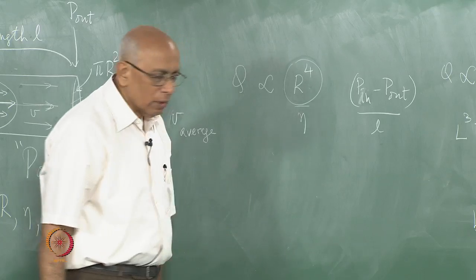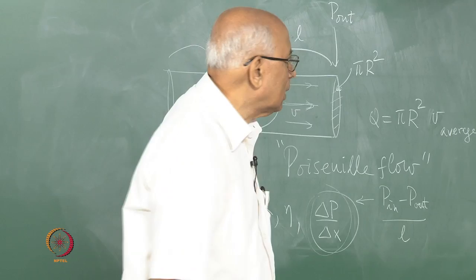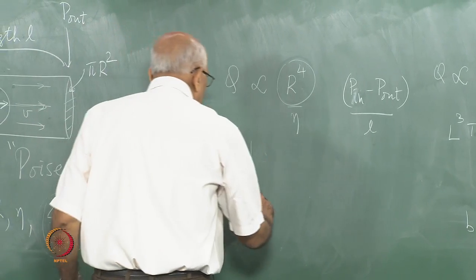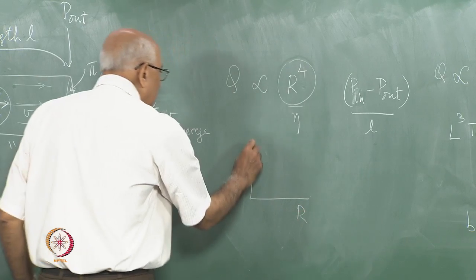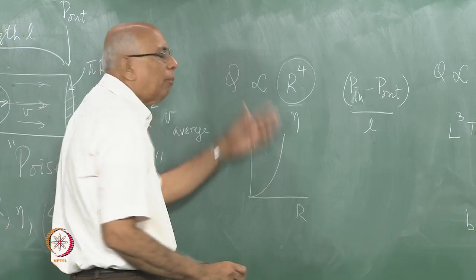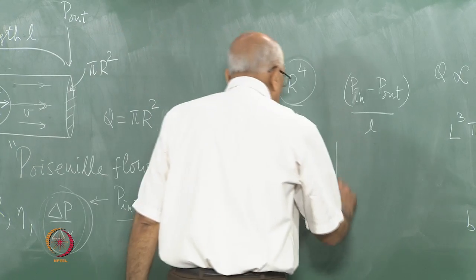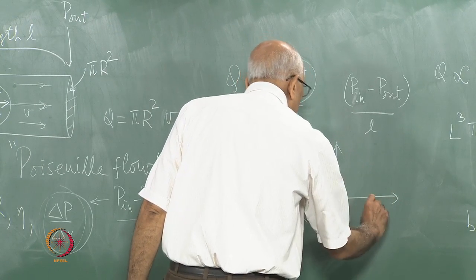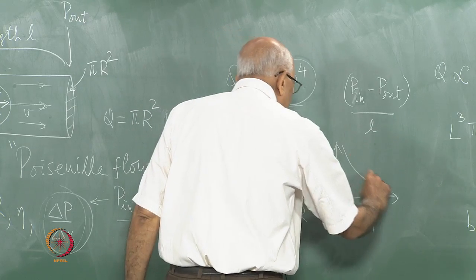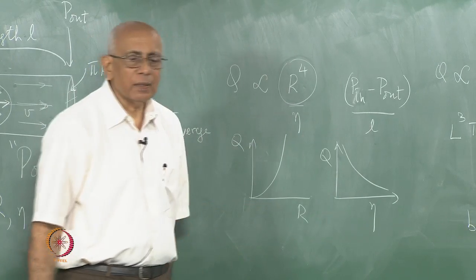Now whenever you have formulas of this kind, what you ought to do is to try and graph these formulas. You ought to see if it makes physical sense or not by plotting these things. For instance, if I plotted Q as a function of R, keeping the other things constant, this 4th power increases very rapidly. It is very flat here and increases rapidly. If I plotted this Q as a function of eta, for example, the viscosity for different fluids, then this thing goes like 1 over eta, goes down in this fashion. Similarly for the length and so on.